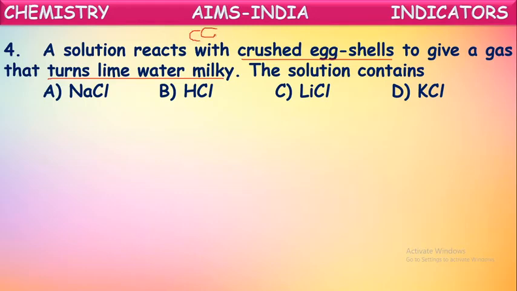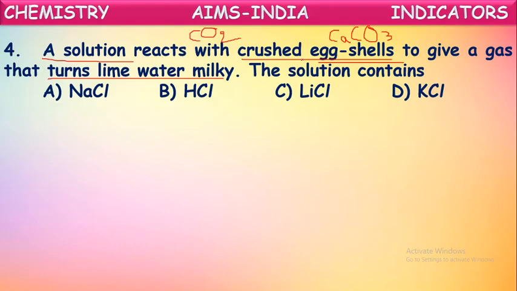It is carbon dioxide. That is the test for carbon dioxide: when you pass carbon dioxide gas into lime water, the lime water turns milky. So from this statement, we can understand the gas produced is carbon dioxide. And we know one more thing here: eggshell is mostly made up of calcium carbonate. Calcium carbonate is the main component in eggshell. So eggshell produces carbon dioxide gas on reaction with a solution.